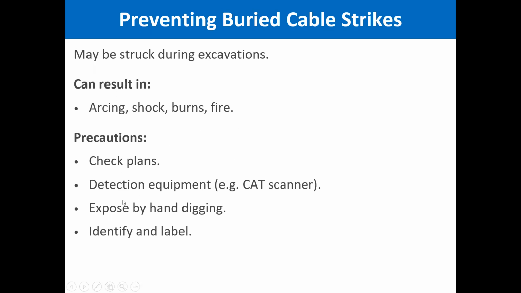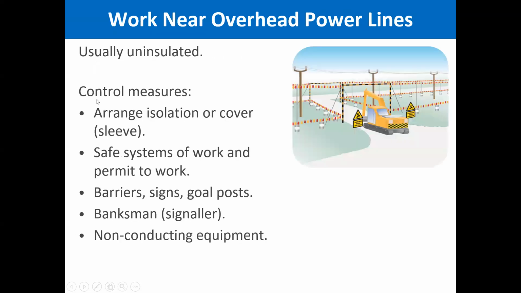So how do you prevent something like this from happening? You need to check all the plans, check the drawings, identify the underground cables, use detection equipment such as a CAT scanner or a metal detector, expose them by hand digging, and identify them and label them as well.